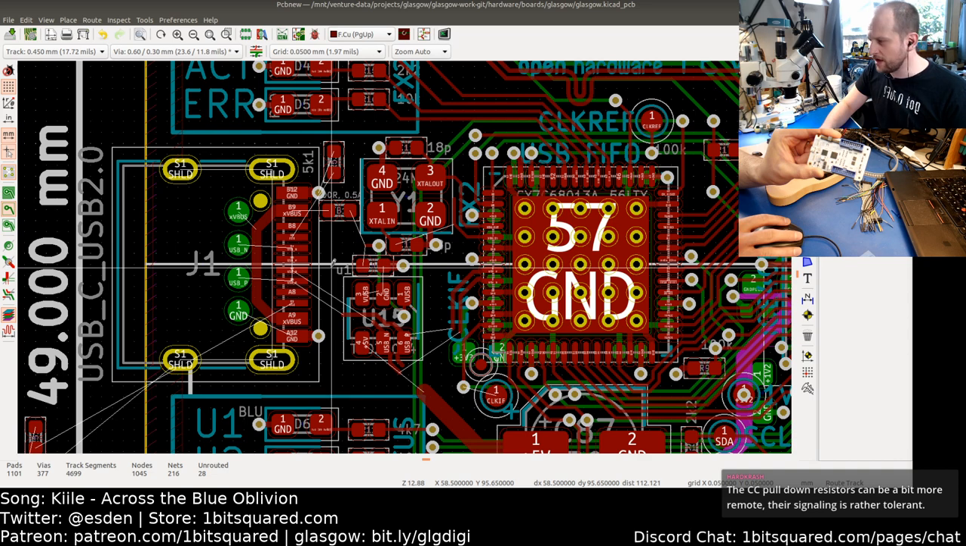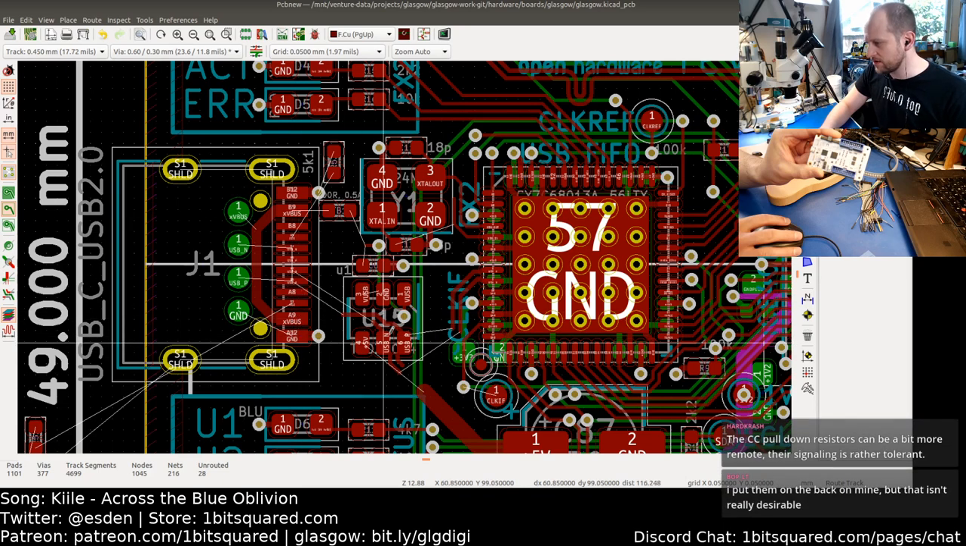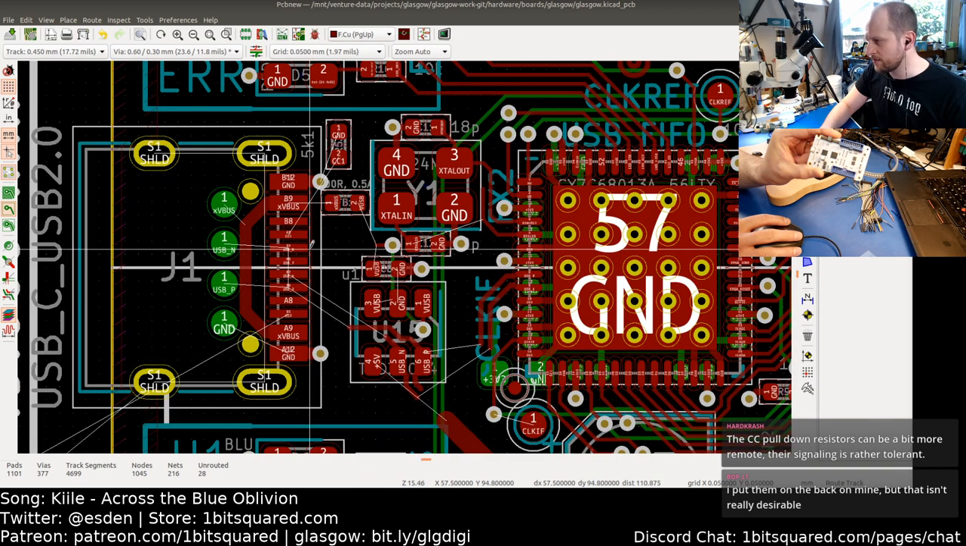Oh, that's good to know. Yeah, I probably can have... Yeah, that's good to know. I might have them further away. Thank you for the tip. That's a useful one. So the precedence will be for the USB pin connections, and secondary will be power. Power and signal traces are the most important, and the CC stuff, well, what gives? We will see.